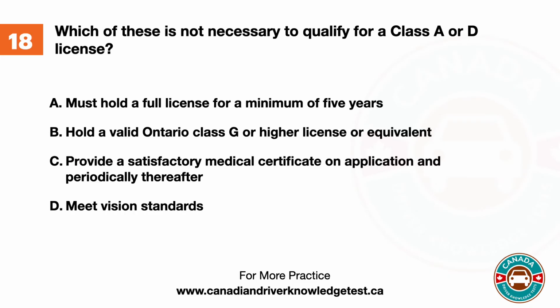Question 18. Which of these is not necessary to qualify for a Class A or D license? A. Must hold a full license for a minimum of 5 years. B. Hold a valid Ontario Class G or higher license or equivalent. C. Provide a satisfactory medical certificate on application and periodically thereafter. D. Meet vision standards. The answer is A. Must hold a full license for a minimum of 5 years.